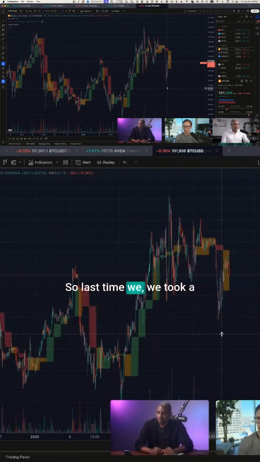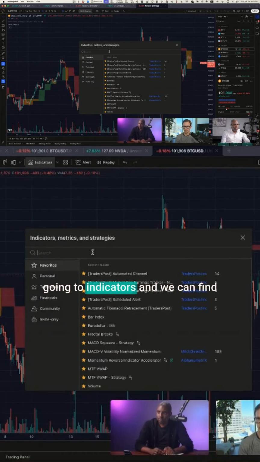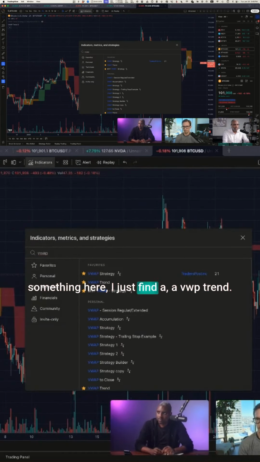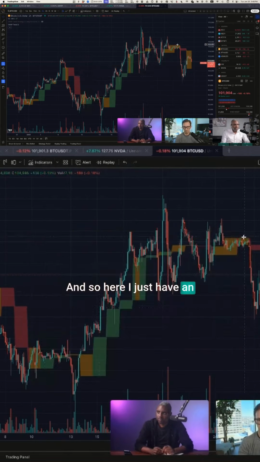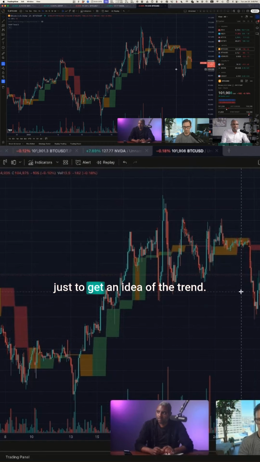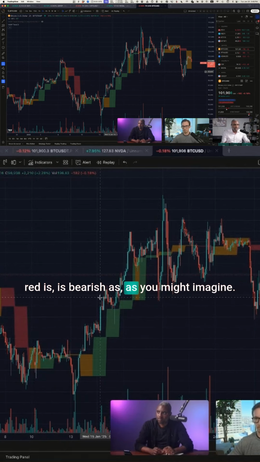Right. So last time we took a look at the idea for indicators. You remember that, Peter, where we go into indicators and we can find something here. I just find a VWAP trend. VWAP is a common indicator, volume weighted average price. Just think of that as the mean of the prices weighted by volume. Here I have an indicator that I created for myself just to get an idea of the trend. Green is bullish, yellow is consolidation, and red is bearish, as you might imagine.